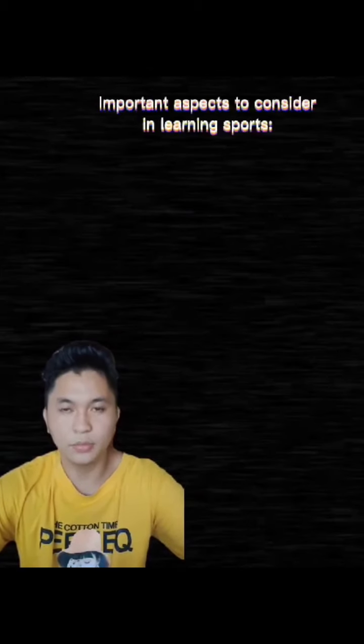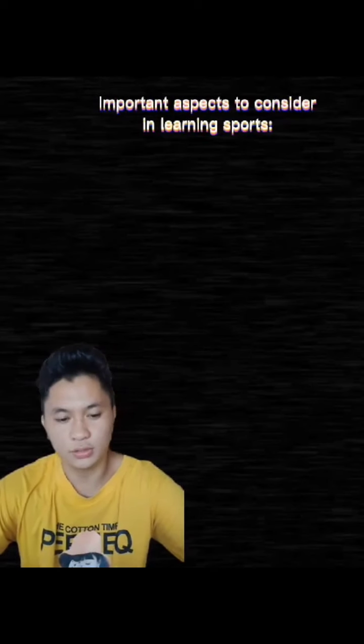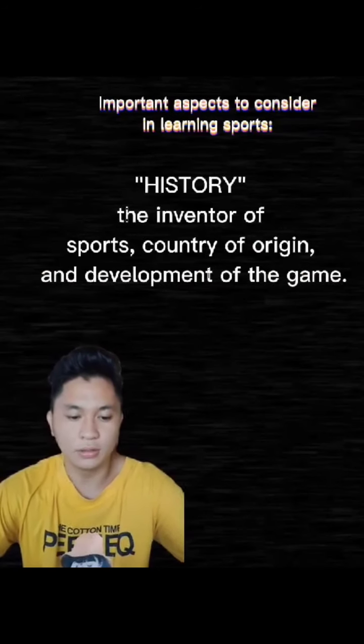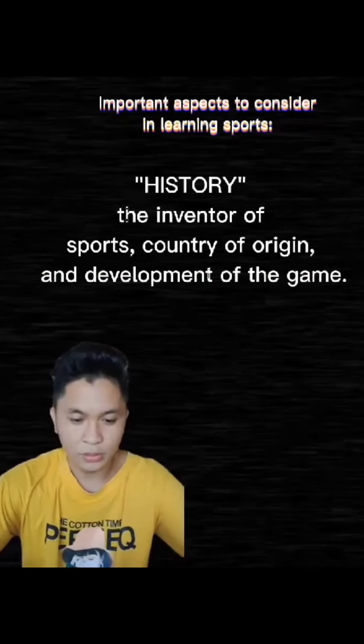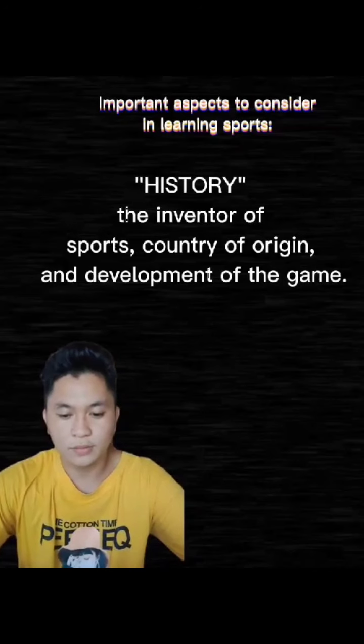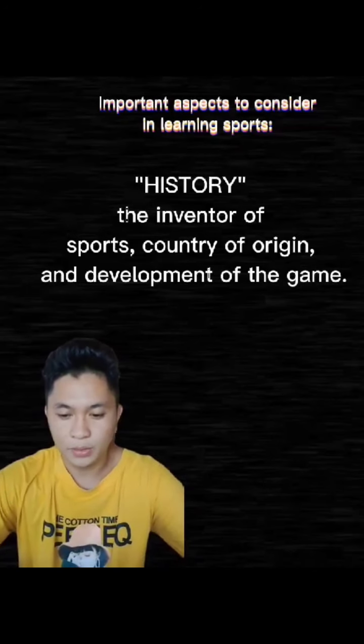Hello everyone, my name is Johannes Armel Gareo, and I am going to discuss some important aspects to consider in learning sports. What does one need to know in learning sports? There are some important aspects to consider. Number 1, history. The inventor of sports, country and origin, and development of the game.